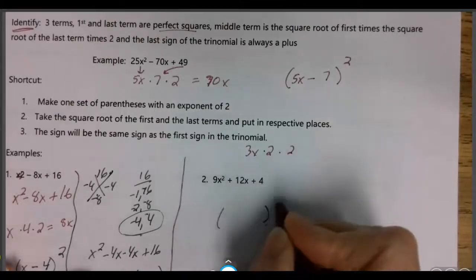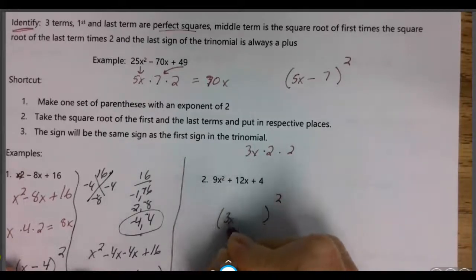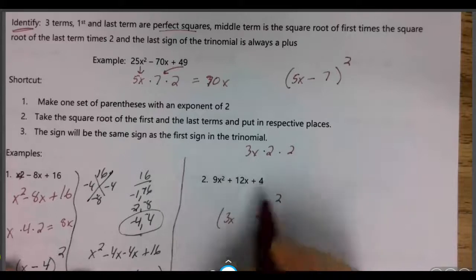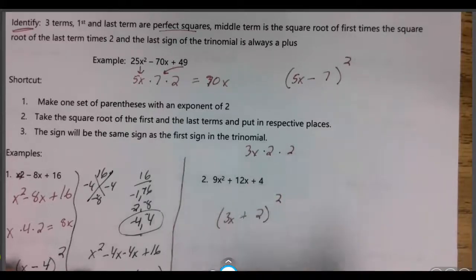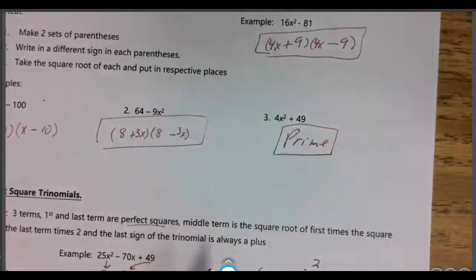Then I make one set of parentheses with the quantity squared. Take the square root of the first term, the square root of the last term, and whatever this sign is. Okay? You might be going, well, where did the middle term go? If you multiply this out, you would get that middle term. Okay, so those are the shortcuts.